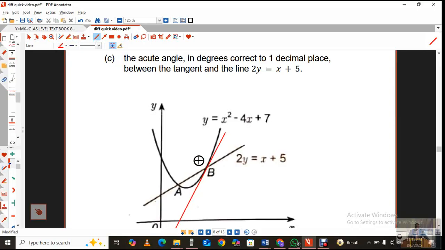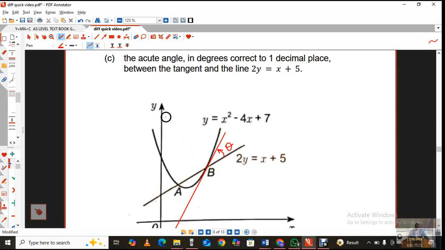What we are looking for is the angle between the tangent and this line. So it is this particular angle that we're looking for. We can call this angle theta.